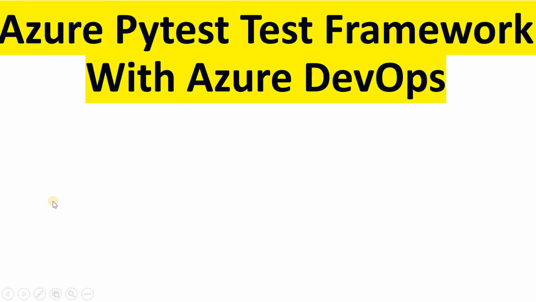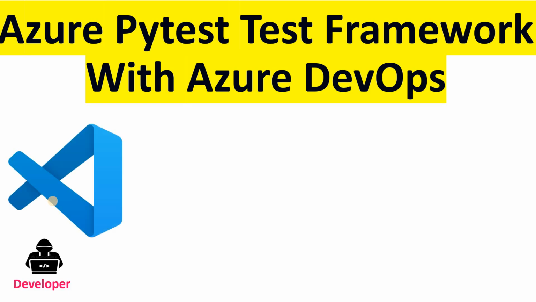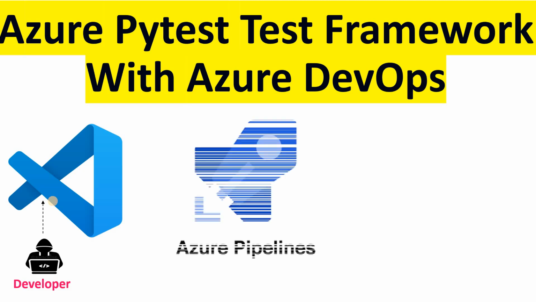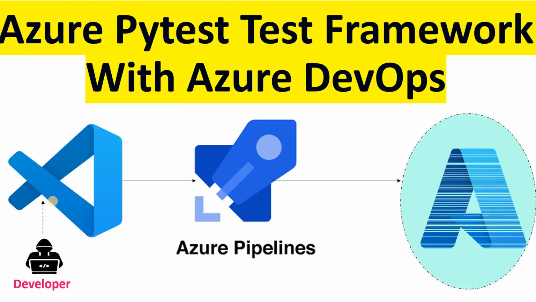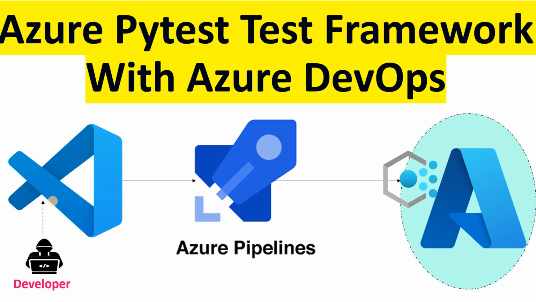Hi. In this video, I'm going to show you how to build a PyTest framework-based test framework for Azure infrastructure testing and use it with Azure DevOps. As a developer, I'll show how we can use Visual Studio Code for developing our infrastructure as code and also build the PyTest framework, and then we're going to use the Azure pipelines to do the deployment so that we deploy the Azure policies on the Azure subscriptions.